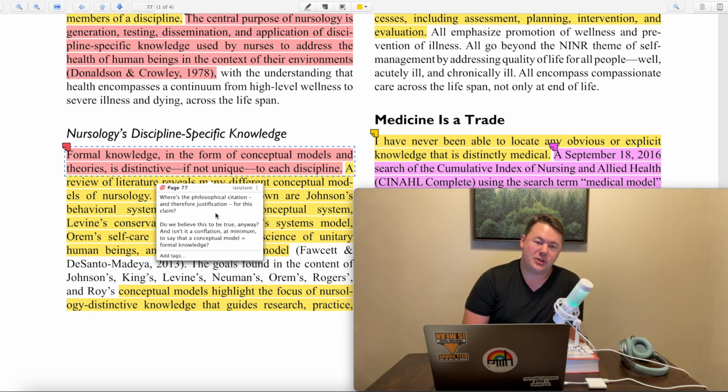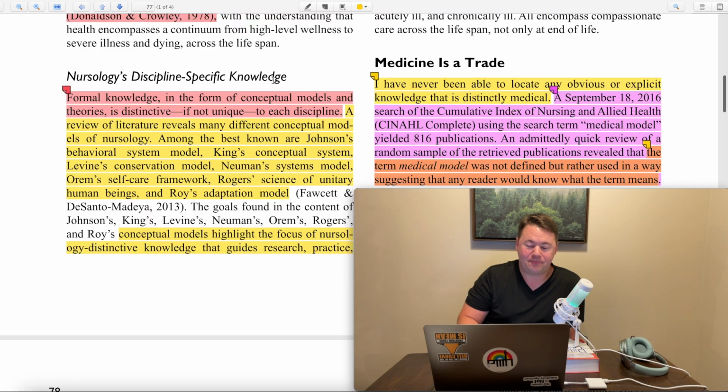Now, there's a lot of issues with refutation and falsification, but that's not really the point at all of this podcast or this paper. The point of this paper is to go through her arguments. And one of the things that she's trying to do here is essentially imply two things. One, that formal knowledge is akin to conceptual models, so that when we say nursing is founded on conceptual models, it implies that we have formal knowledge that's distinctive to our discipline and not contingent on other disciplines. That's one way of thinking about it. The other way of thinking about it is the implication that medicine doesn't have formal knowledge because they don't have conceptual models.